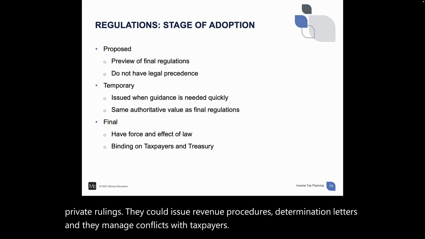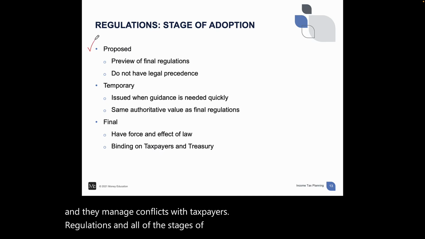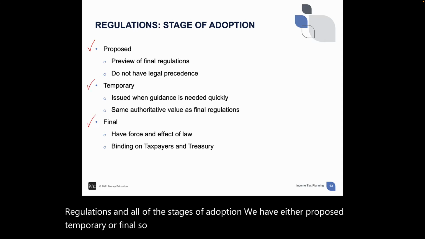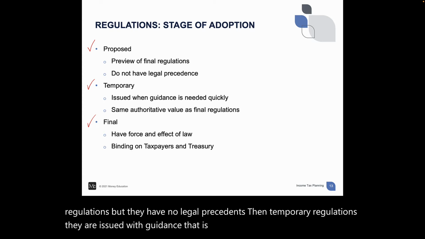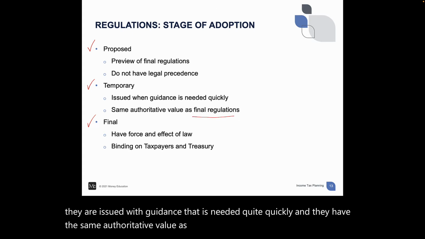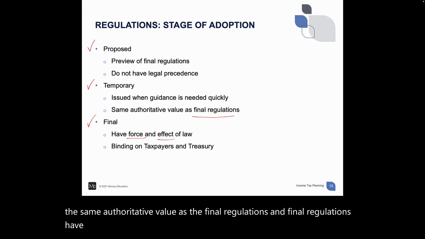Regulations and all of the stages of adoption. We have either proposed, temporary, or final. Proposed regulations are a preview of the final regulations, but they have no legal precedence. Temporary regulations are issued with guidance that is needed quite quickly, and they have the same authoritative value as the final regulations. And final regulations have force and effect of the law, and they're binding on both the taxpayers and the Treasury.